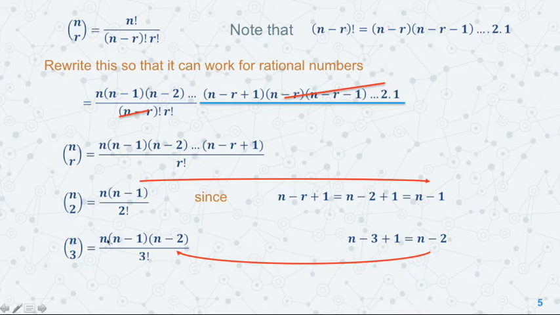So you just have to start from n, then keep subtracting 1, and then you have to stop at n minus r plus 1. So if we're going to use this definition to expand, let's say for example n taken 4, then you have to stop at n minus 4 plus 1, which is going to be n minus 3. Okay, so now we can use this new formula for the combination to evaluate n taken r, where n is a rational number.